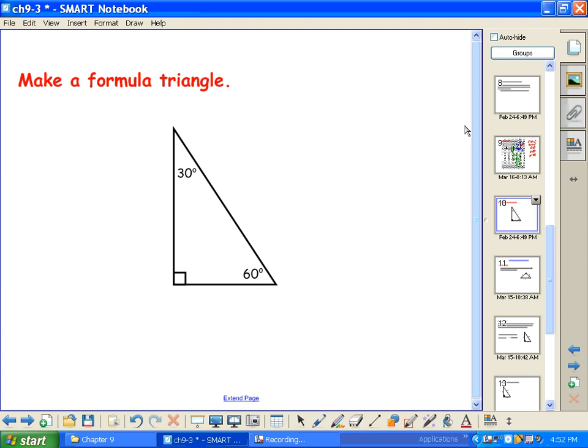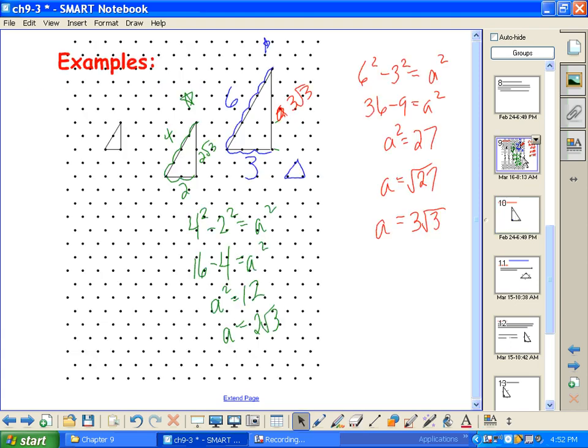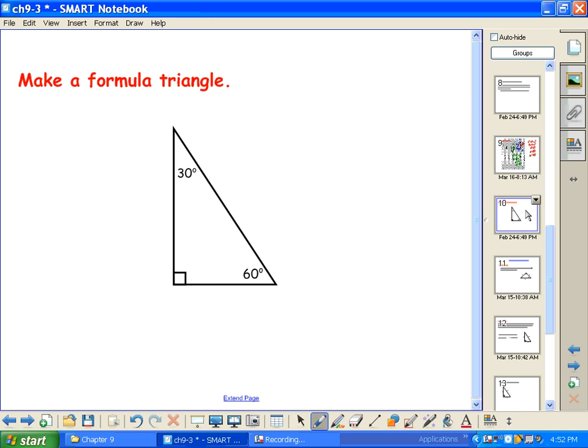From our example triangle, sorry. So we were able to count two pieces. We were able to count the short leg, and we were able to count the hypotenuse. So if you look at all your examples, you should be able to tell whatever the short leg was, the hypotenuse was twice as long. Whatever the short leg is, the hypotenuse has to be twice as long.